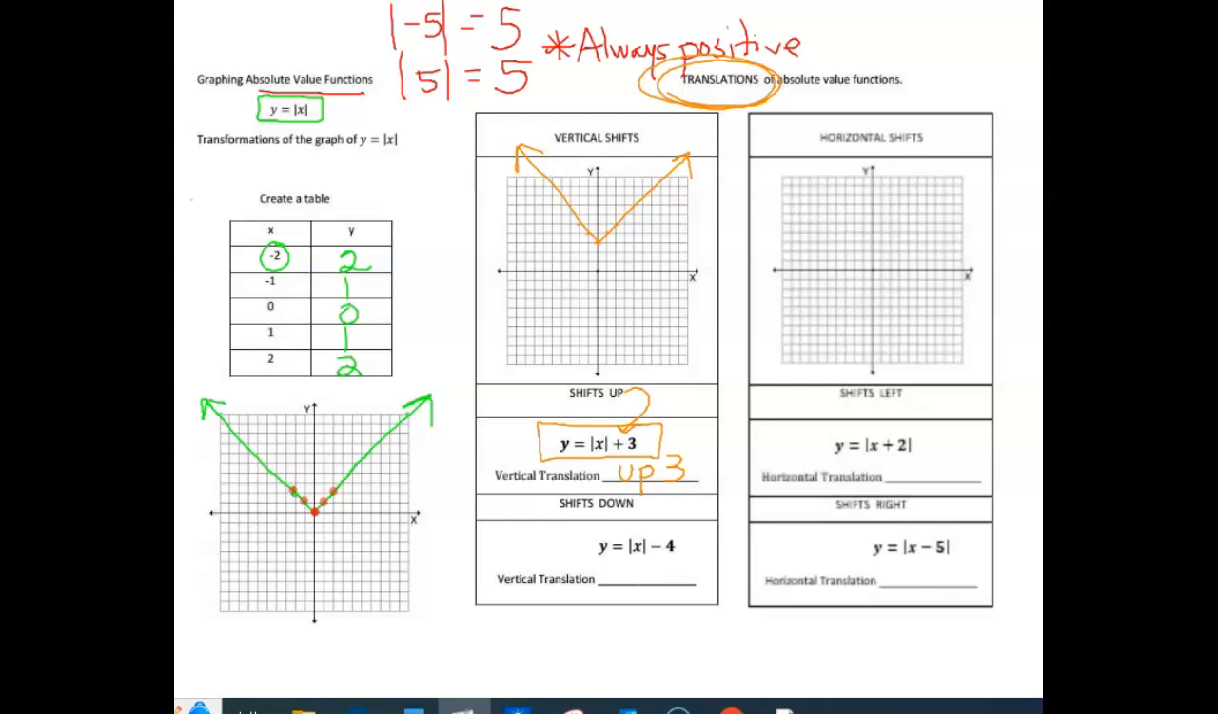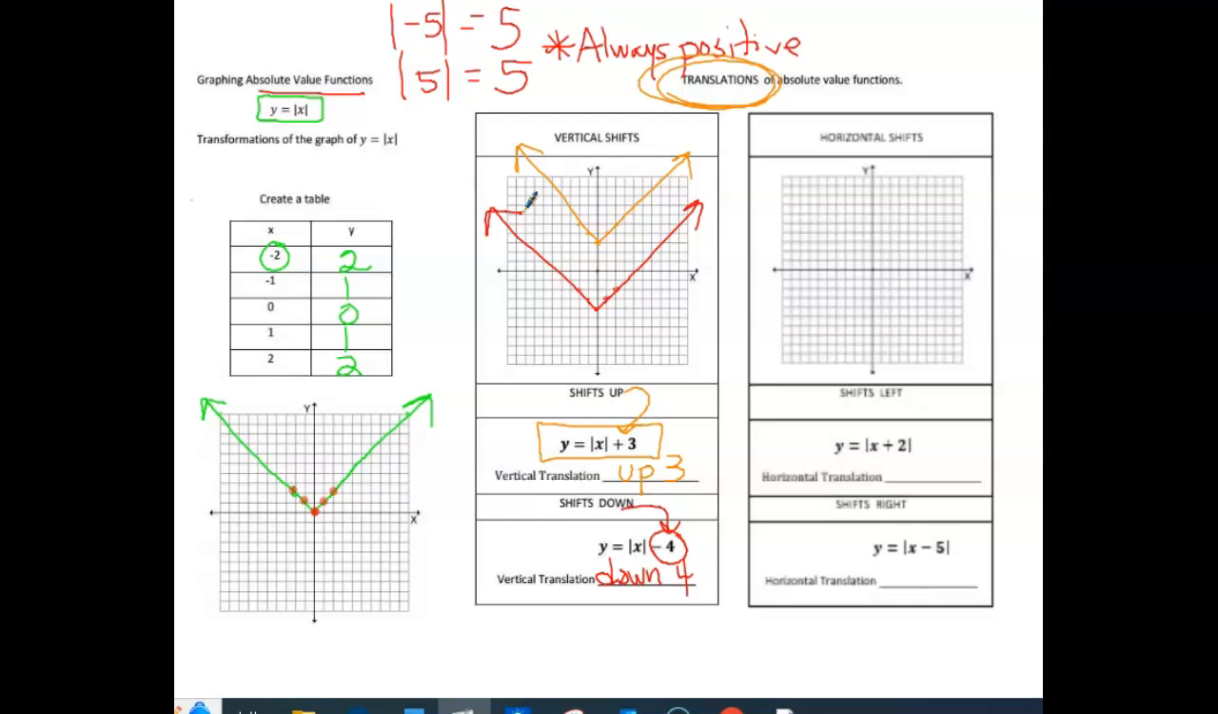Now, if it says on the outside here, -4, that means you're going to take your V and shift the vertex down 4. So instead this time of starting at 0, 0, you're going to go down 4 from 0, 0 and start with your V's vertex. Then you follow that pattern of up one, right one, up one, right one. Up one, left one, up one, left one. Then you grab your ruler and you sketch your V.